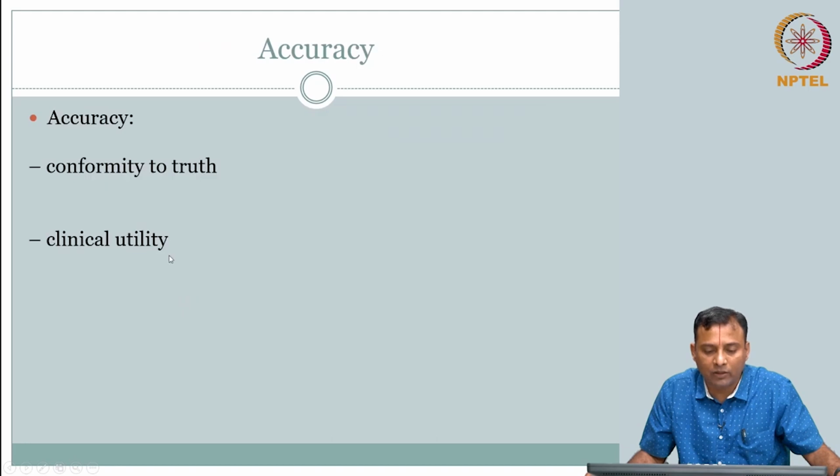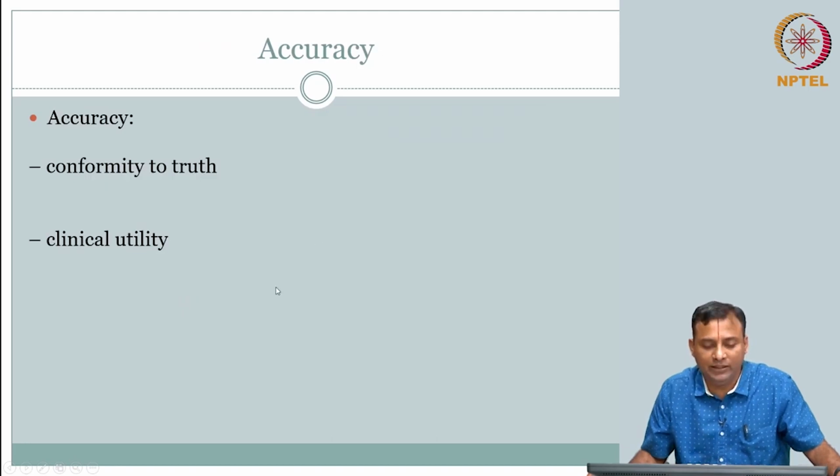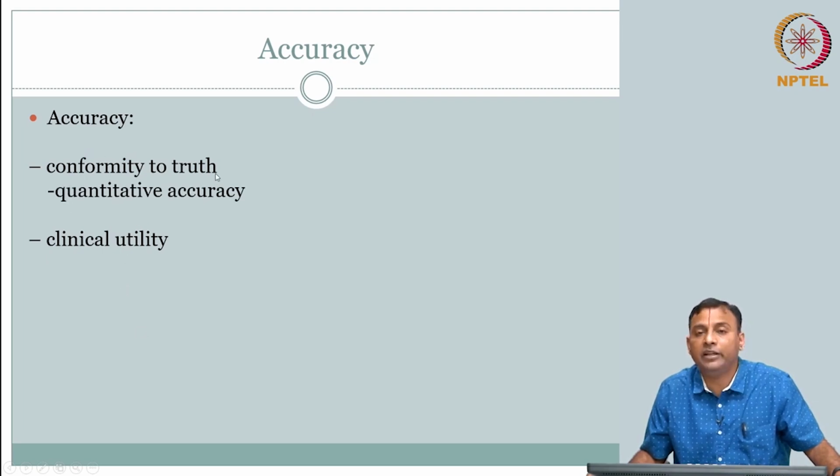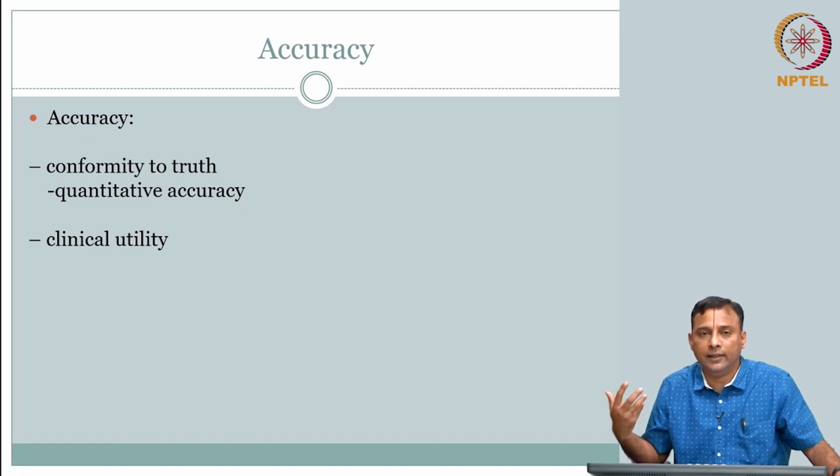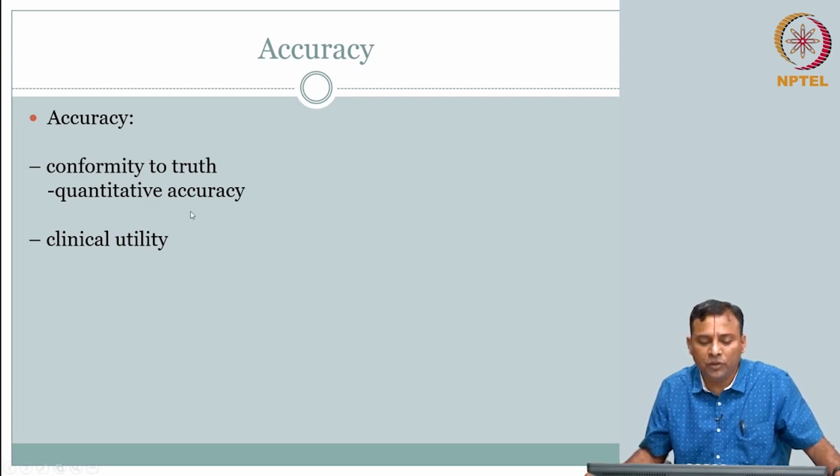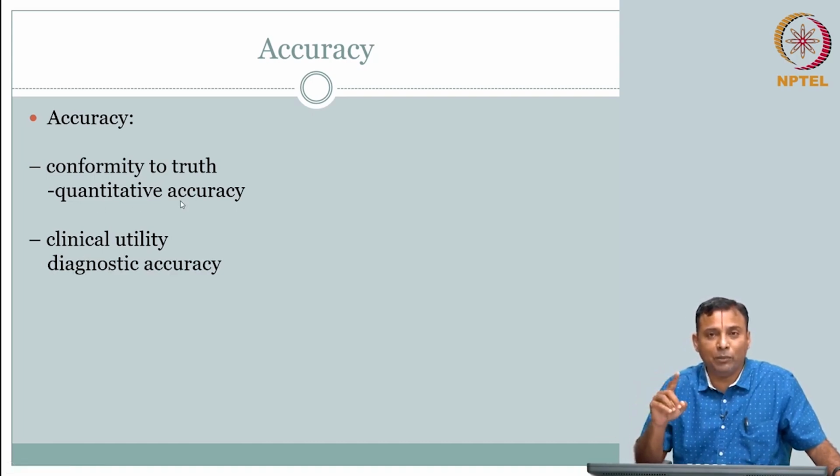Okay. So, last but not least, in fact, the most important one is accuracy. In accuracy, like I said, conformity to truth is one aspect, the other is clinical utility. What do we mean by conformity to truth? It is what we call quantitative accuracy. Recall, for example, measurements and error, if you had a course in measurements, or even stochastics. So essentially you would have heard about this, right. Quantitative accuracy is based on measurements, the bias, precision, all that you would have heard.